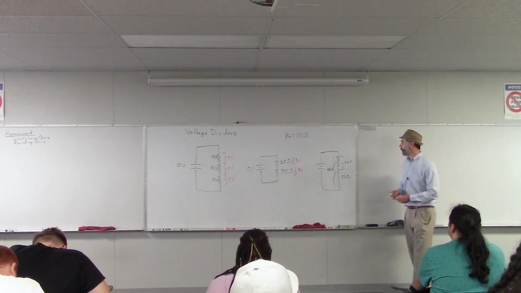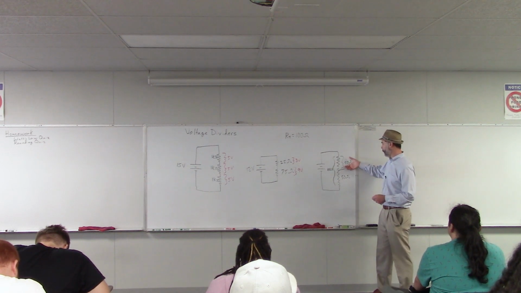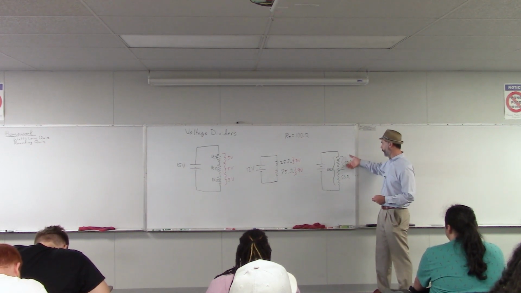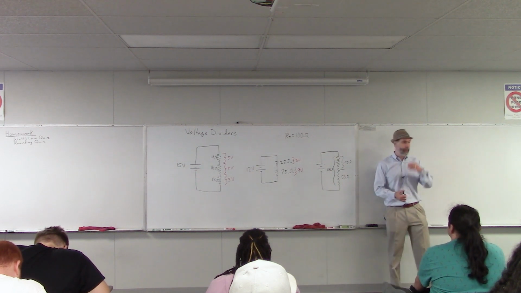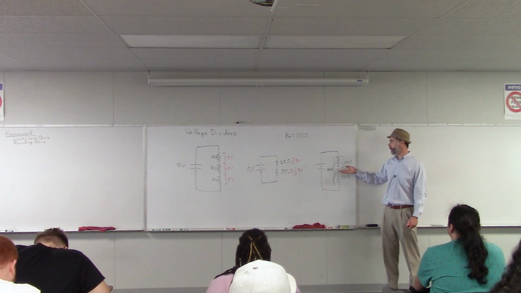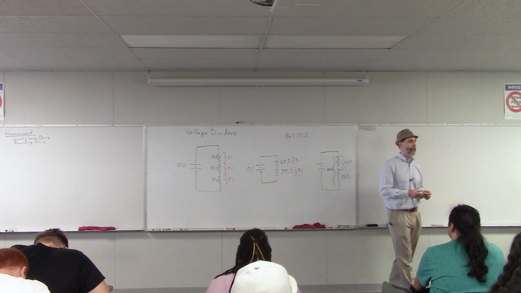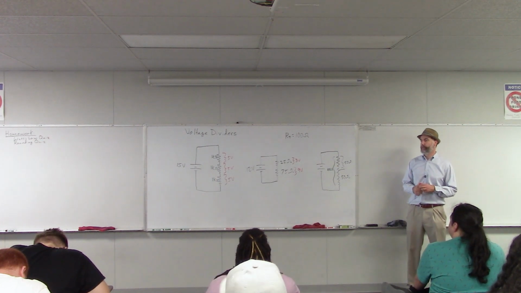So, in that case, we'd have half the resistance above and half the resistance below, so you get half the voltage above and half the voltage below. So a potentiometer is basically a variable voltage divider. Okay? So questions about that?